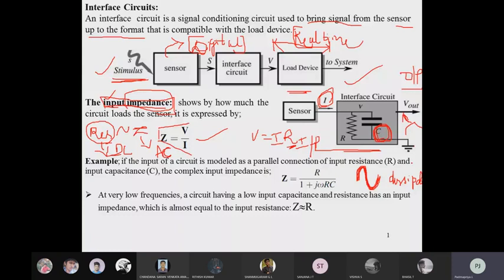That will result in what? R only, right? R by 1. Again, R by 1 is nothing but R only. So it is approximately equal to the value of R at very low frequencies. This is what the condition is, right?